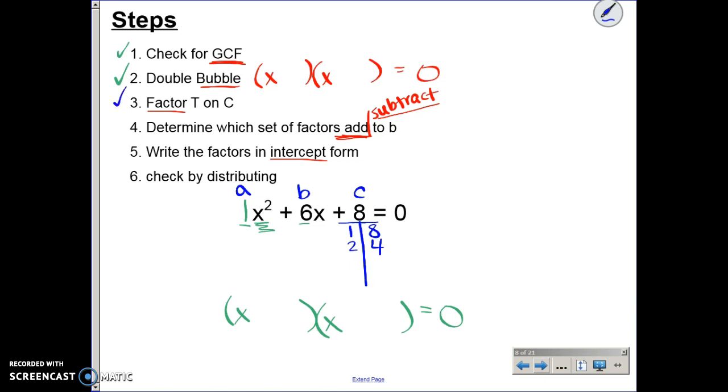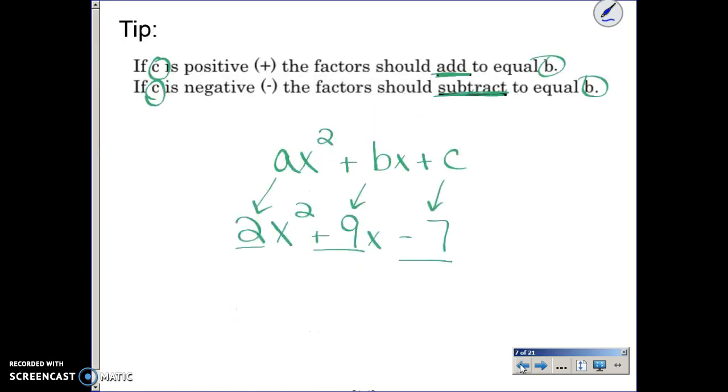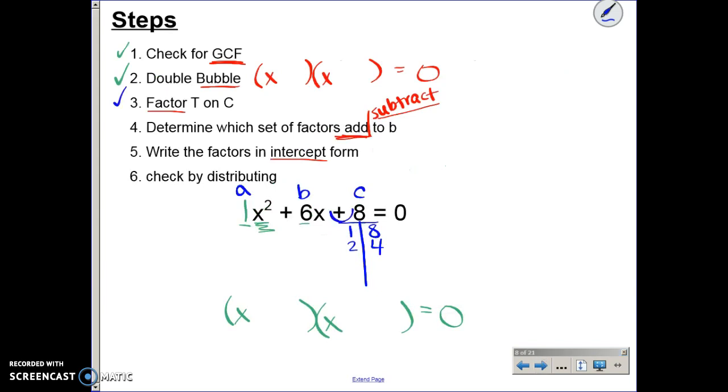Step 4, I need to kind of go back to this tip that we had. It says if C is positive, the factors should add to equal B. If C is negative, then you should subtract. Well, my 8 is positive. That means I'm going to have to add two numbers to get 6. Well, 1 plus 8 is 9, so that doesn't work. 2 plus 4 is 6. Those are my numbers then. Okay? I picked the factors that add to get my b value. So 2 and 4 are going to go here. I can't use 1 and 8.